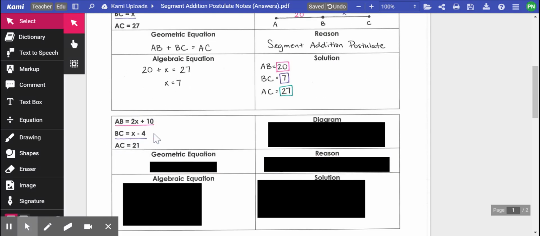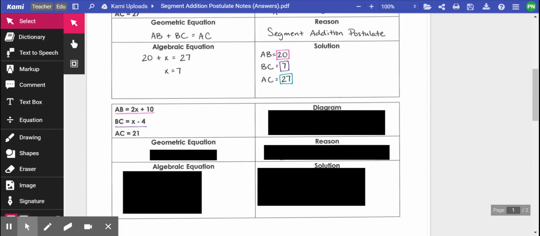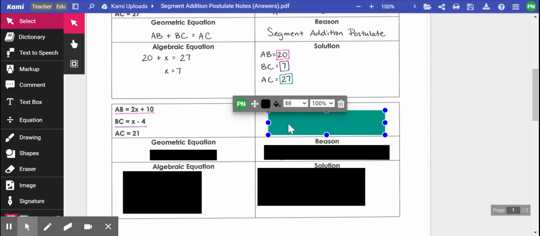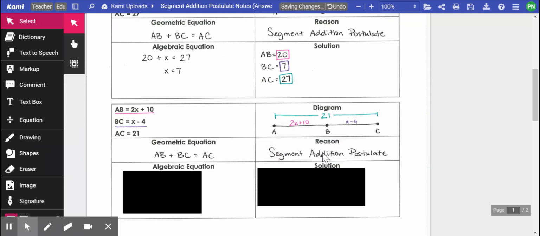Now we've got two expressions that have a variable involved. Still going to draw it the same way with B between A and C, but now it looks a little bit more confusing and you might have a little harder time of solving this one in your head. The geometric equation is going to look exactly the same because it's still with B between A and C, so we're still going to say that AB plus BC equals AC. Our reason is still going to be the segment addition postulate. Nothing is changing about that.